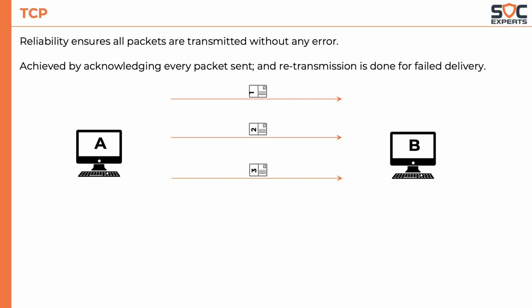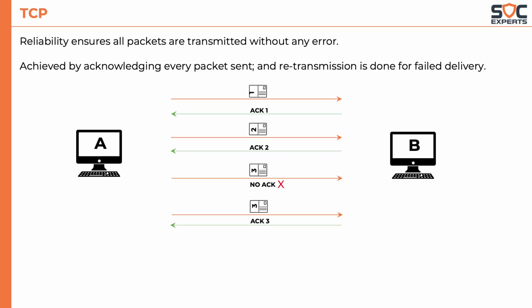Computer A sends every packet with a sequence number in it. It will wait for the acknowledgement for each packet it has sent. If A does not receive an acknowledgement for a specific packet within a specified time, it will retransmit the packet. In the example shown, the acknowledgement for sequence 3 has not been received. So, computer A will send the packet again.